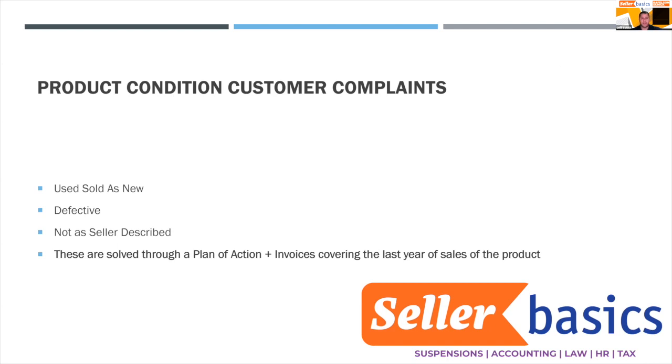These are solved by having a plan of action plus invoices covering the last year of sales of the product. So again, those invoices are going to be extremely crucial. In fact, we've helped sellers before who have absolutely perfect plans of action that were maybe even written by other attorneys, but then they didn't know that they had to turn in invoices, and so they hire us because the appeal keeps getting rejected, and then we simply go, oh, you need to attach your invoices, and they attach those invoices. We make a couple changes to the POA, and then boom, they're reinstated. So invoices for these types of complaints are absolutely crucial. And again, just making sure you've got really good invoices is really key.